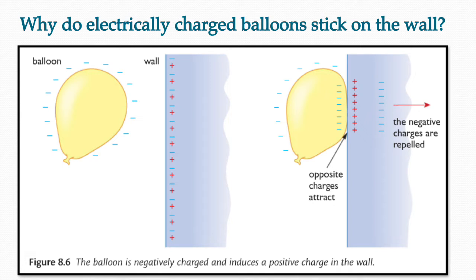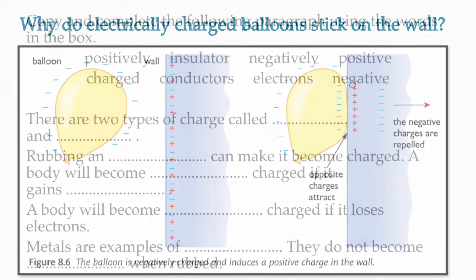wall, the negative charge repels all the negatively charged electrons in the wall. This leaves the side of the wall overall positive because the protons can't move, and so the negatively charged balloon is attracted to the positively charged side of the wall. I will include a link to a PhET simulation in the description so you can try it out for yourself.